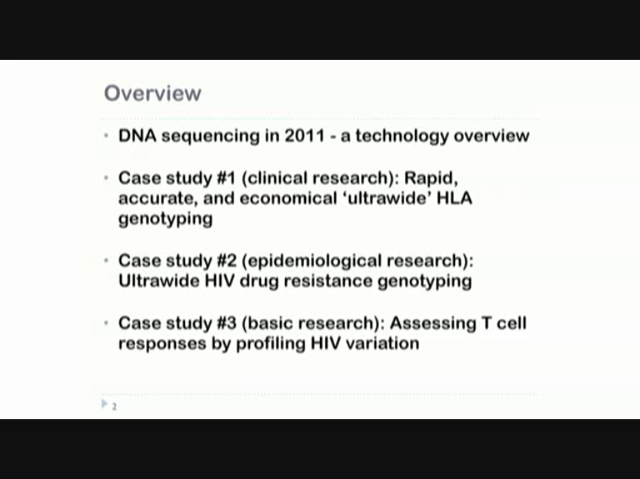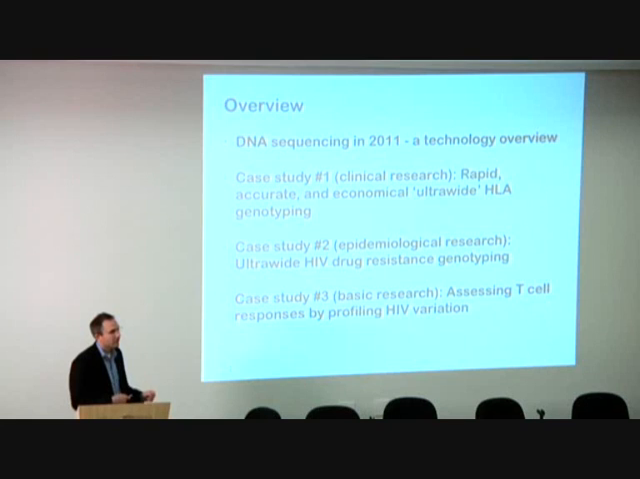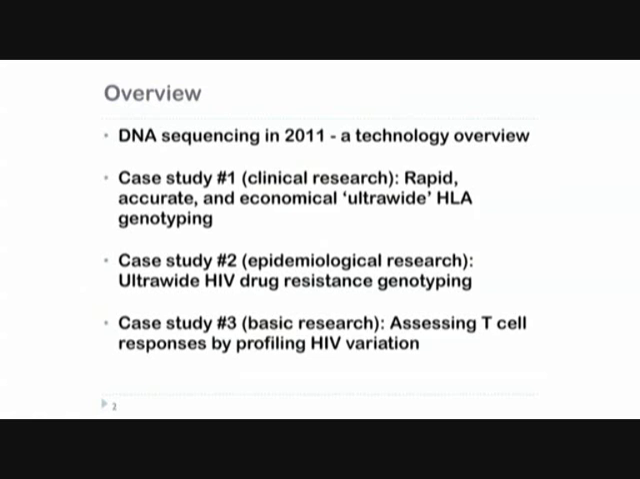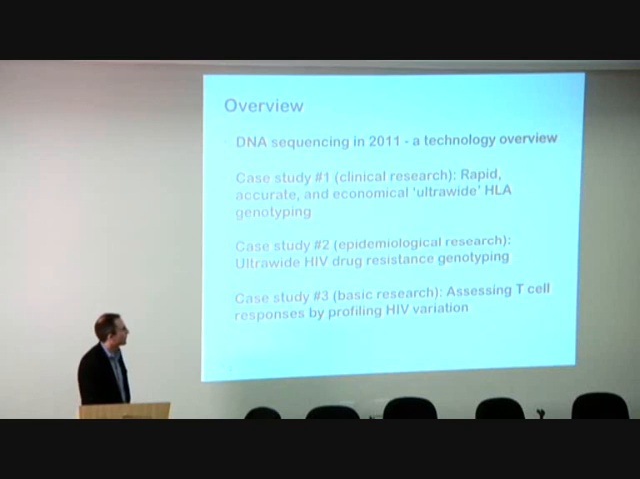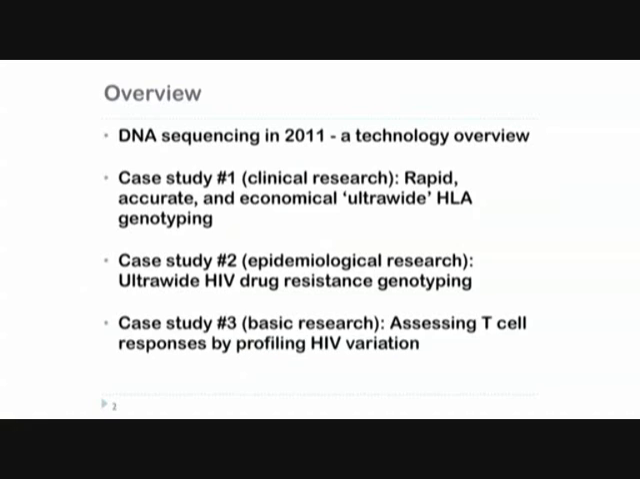of right now, and then I'm going to go into 3 short case studies that illustrate different aspects of how this technology can be used to study different types of HIV. So I'm going to talk about how clinical researchers could benefit from rapid, accurate, and economical HLA typing, how those of you studying epidemiology may benefit from being able to do drug resistance genotyping on entire communities of treatment-experienced persons. And then finally, I'll talk about some of the basic research that we've been using this technology for to understand how T-cell responses are or are not working against HIV infections.